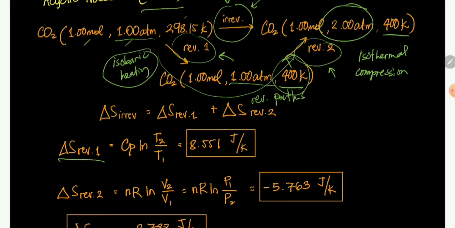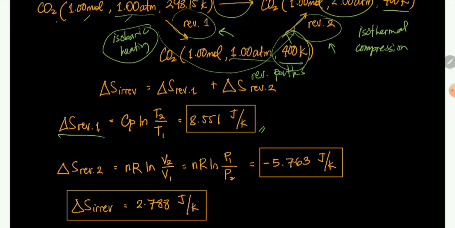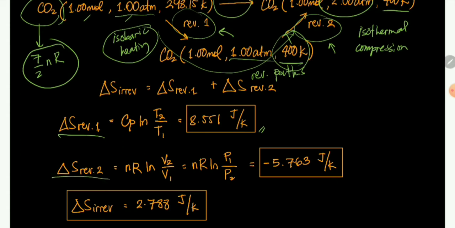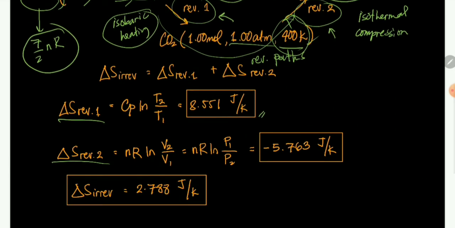So for the reversible path number 1, okay, this is just an isobaric heating. So the entropy of that process is Cp ln T2 over T1. So the entropy is 8.551 joules per Kelvin. Okay? Nga pala, the Cp of this CO2 is 7 halves nR, kasi siya ay linear polyatomic. Okay? So the next one is the delta S of the reversible path number 2. That is nR ln V2 over V1, which is also equal to nR ln P1 over P2 kasi pressures yung given sa atin. So the value for that is negative 5.763 joules per Kelvin.